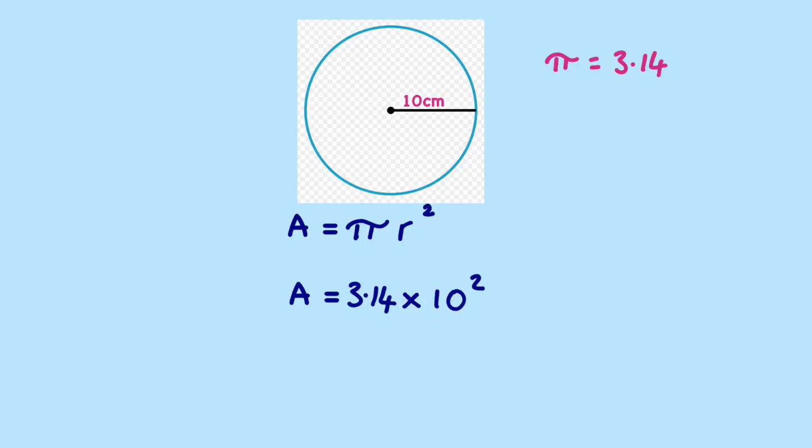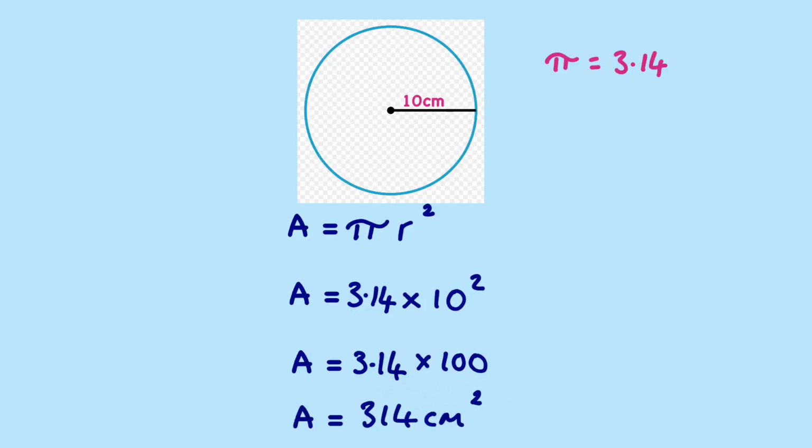Then remember, we will square the 10 first, so that'll be 100. Then we do 3.14 times by 100, and that will give us an answer of 314 centimeters squared because we're looking at area.